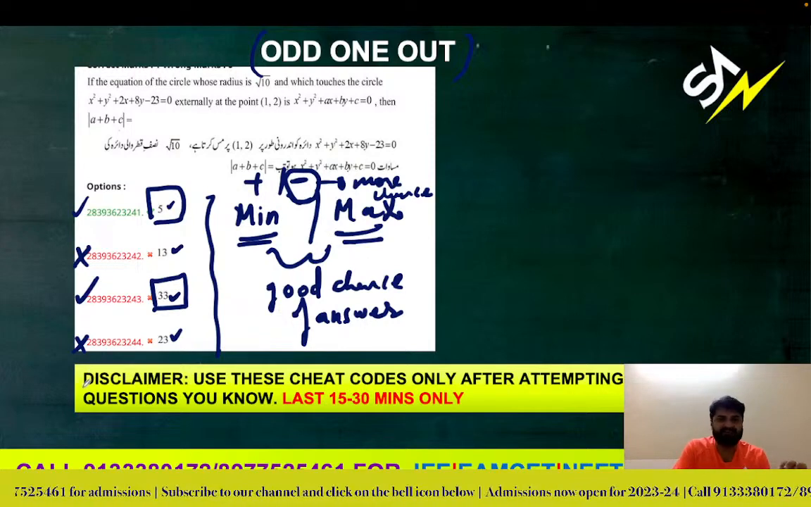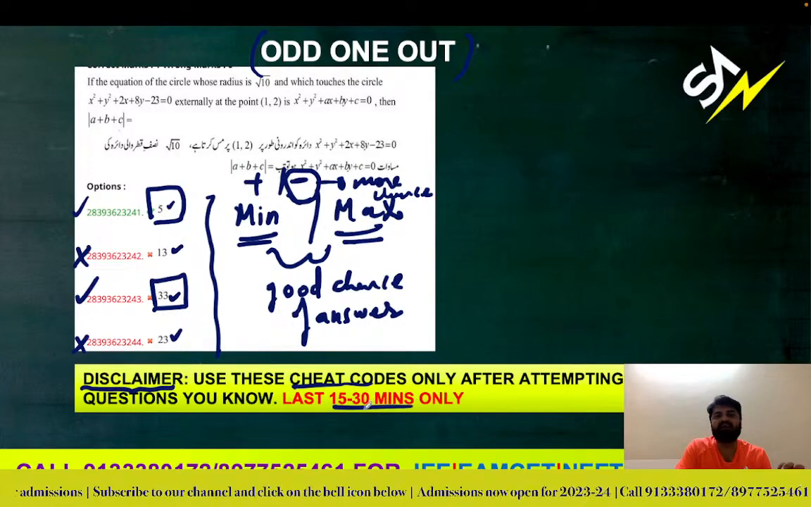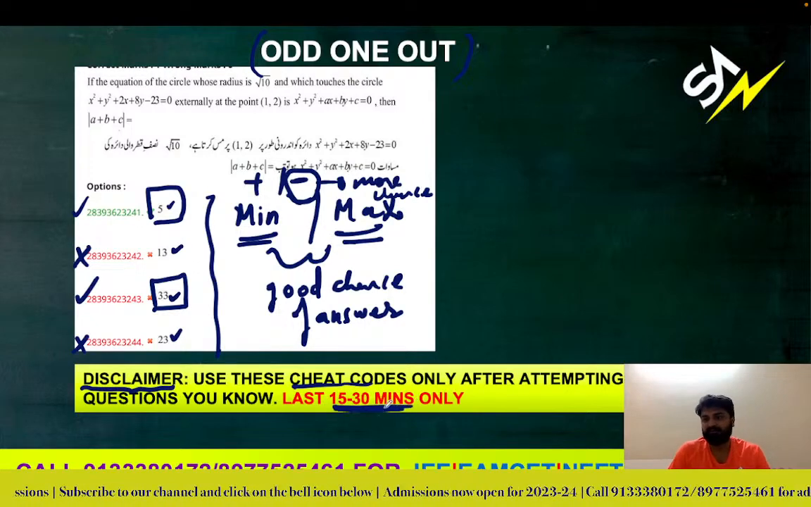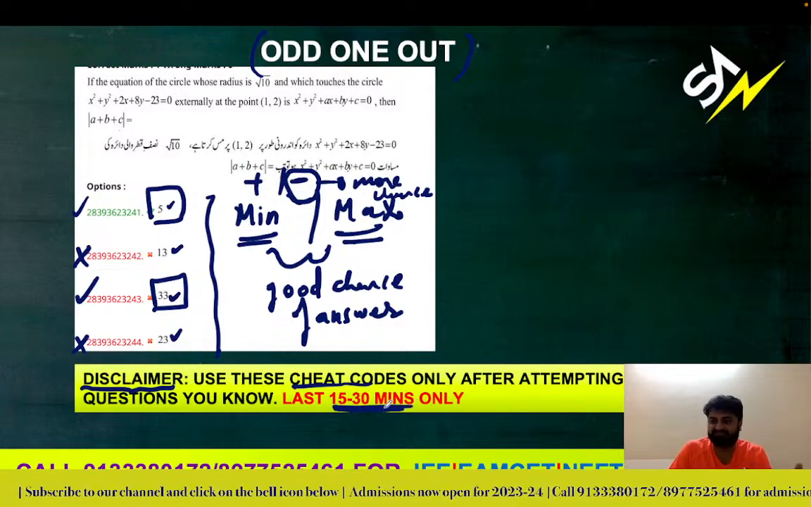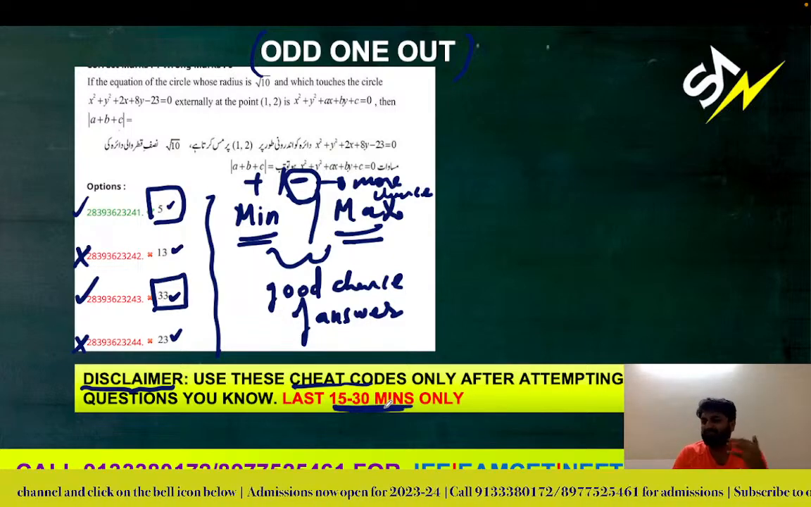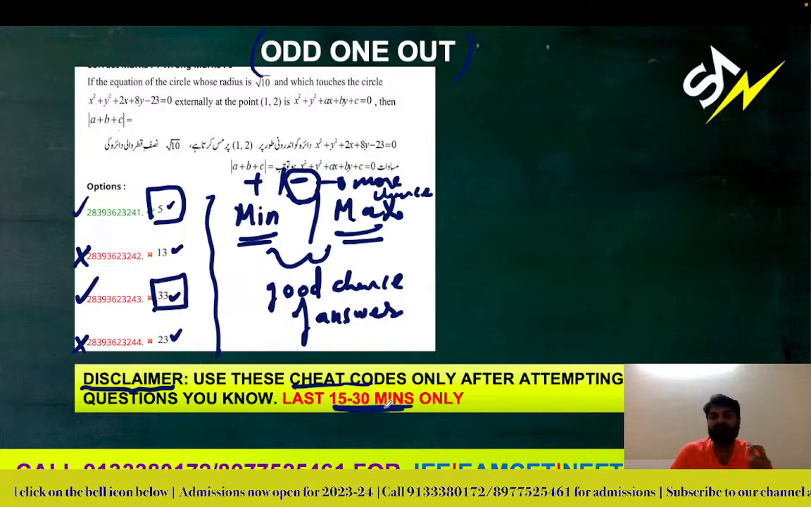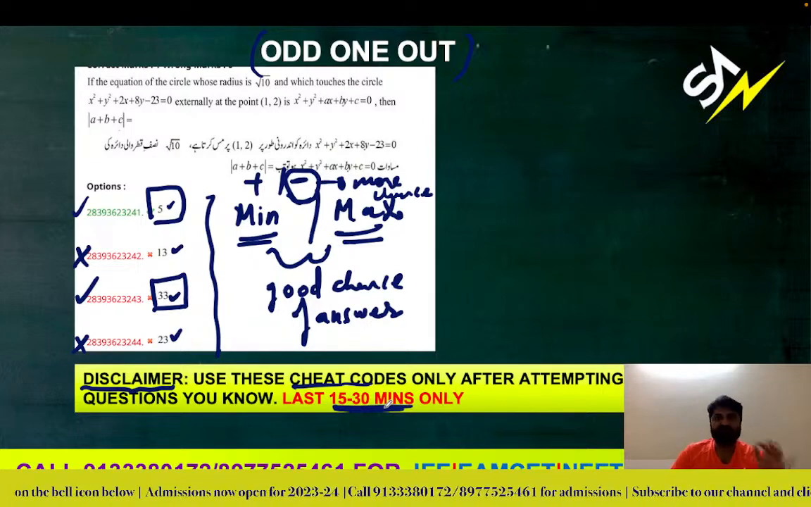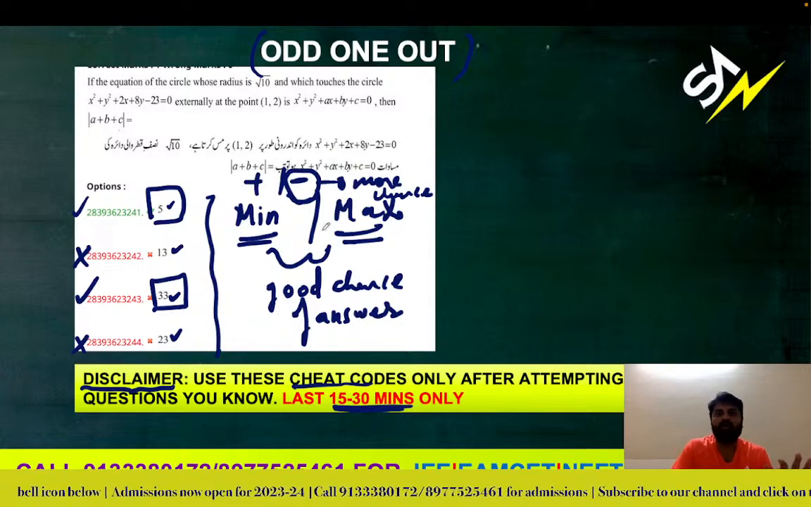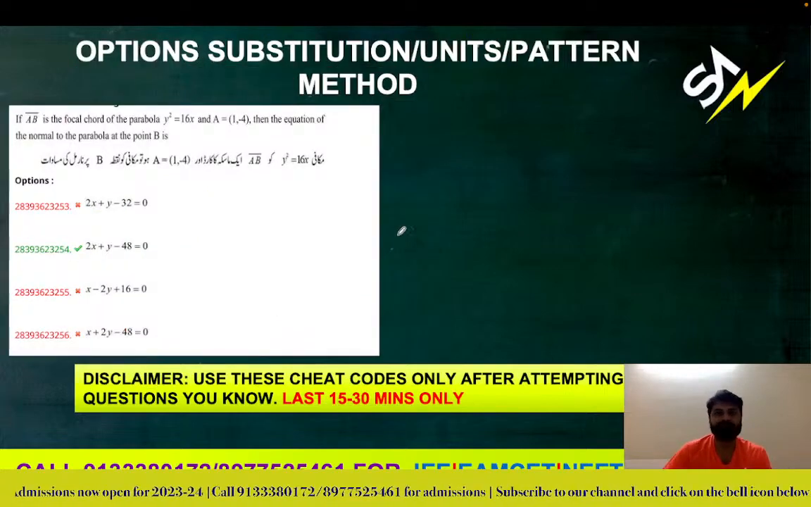Again, the disclaimer is that you have to use these only in the last 15 to 30 minutes. Whatever questions you have left or you are not getting, only for those questions you have to use this, and only 50-60% will work, right? But still it will improve your score. So this is odd one out. So always observe maximum, minimum. If you are not getting any idea, tick either the maximum or the minimum.